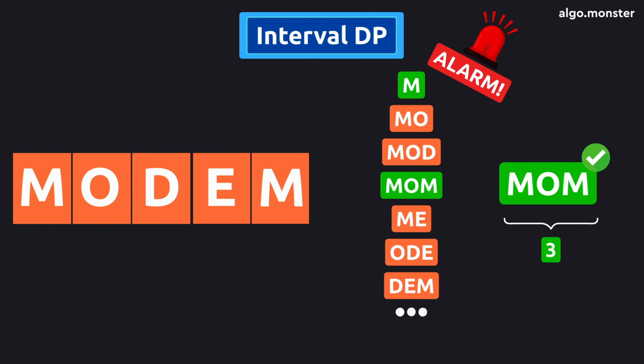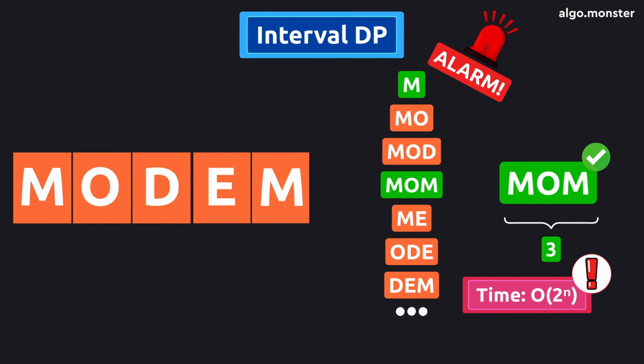But here we fall into the same trap as before. How many subsequences does a string of length n have? Exactly 2 to the power of n. That means this approach is incredibly slow, so we clearly need something smarter.